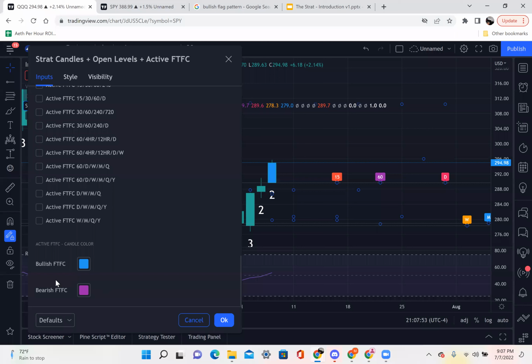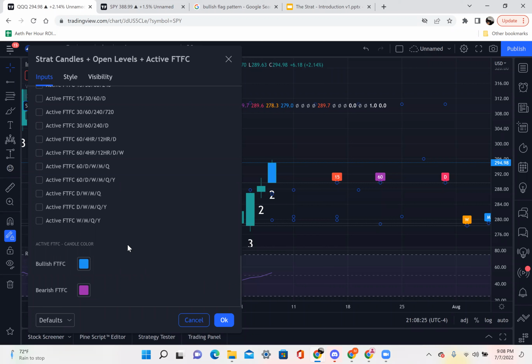So when you scroll down, it says active full time frame continuity, FTFC candle colors, right? So that's this now, right? It'll normally choose blue and purple. I normally keep the bullish one blue because it represents, to me, in my eyes, kind of safety, and it represents with the green, right? And blue is like safety, right? So I like full time frame continuity.